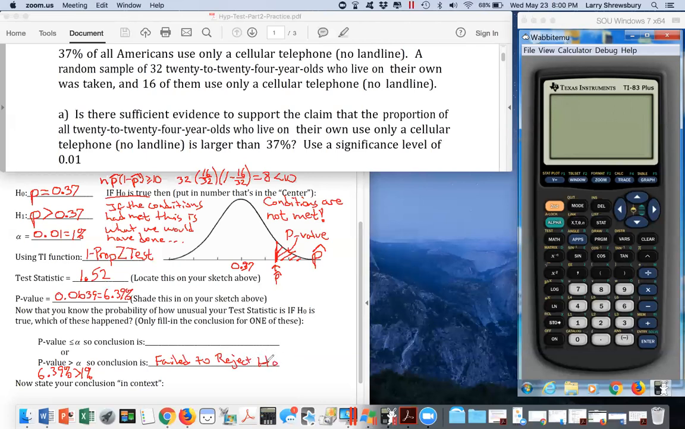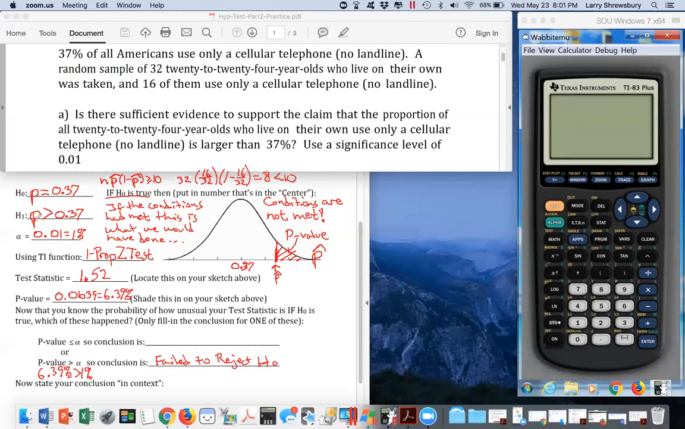You got no evidence against it. Okay. Another way of saying that, stating in conclusion, I'm not going to write this out, but I'll say it in words. There is not sufficient evidence at the 1% significance level to support this alternative hypothesis that this population proportion is greater than 37%. That the proportion of all of these 20 to 24-year-olds living on their own that use a cellular telephone, we just can't support that that was larger than 37%.